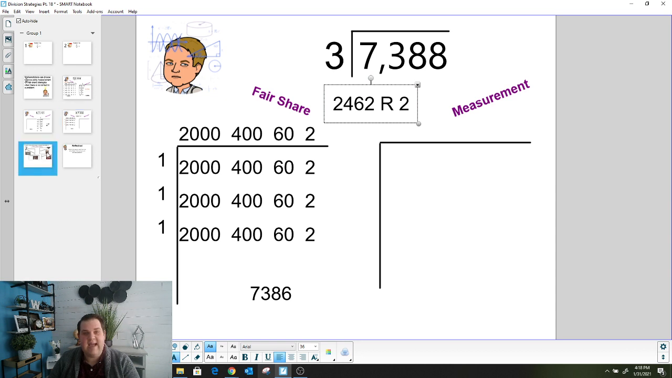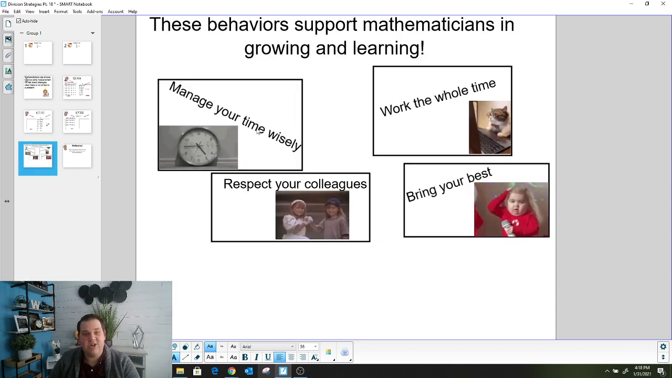For your rotation time, remember that we should manage our time wisely, respect our colleagues, work the whole time, and bring our best, even when we're at home working. So make sure you're taking your time, make sure that you are doing all of the work and you are working that whole time. We're so excited to see all the amazing things you do as you move to rotation time.